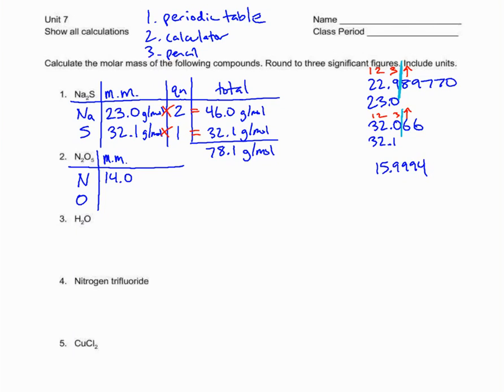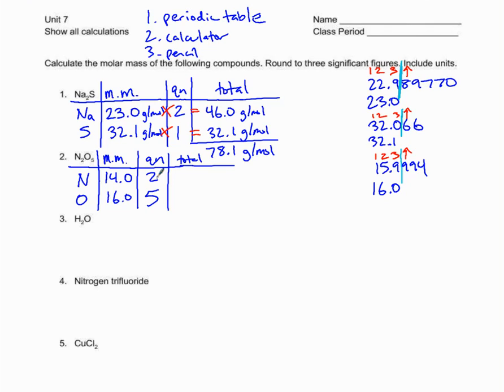Oxygen is 15.9994. We want 3 significant figures. Tells us we're going to round it off here. But it's not 15.9, it's 15.99. This 9 says we're going to round it up, and we end up with 16.0. When we round this 9 up, it makes a 10. That makes the 5 a 6. Quantity comes from the chemical formula: 2 nitrogens, 5 oxygens, and then the totals.